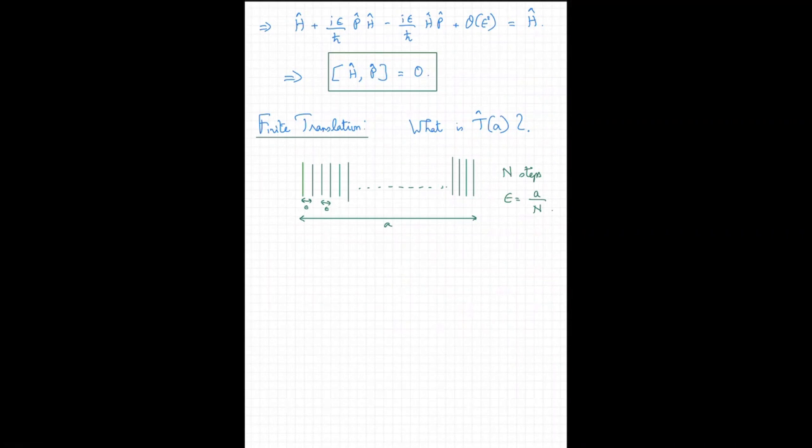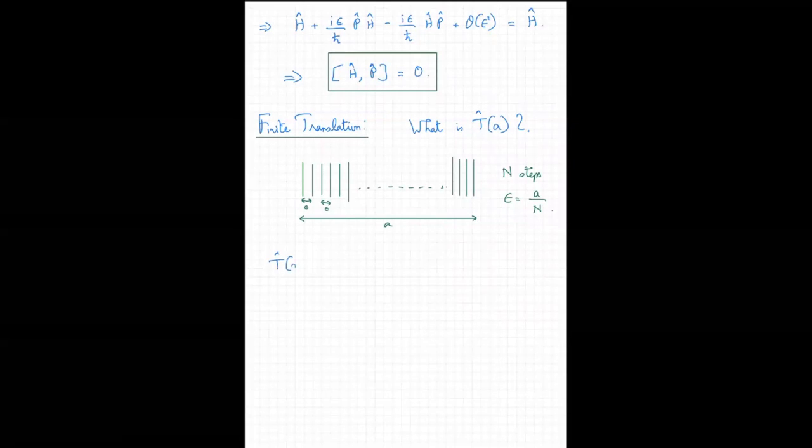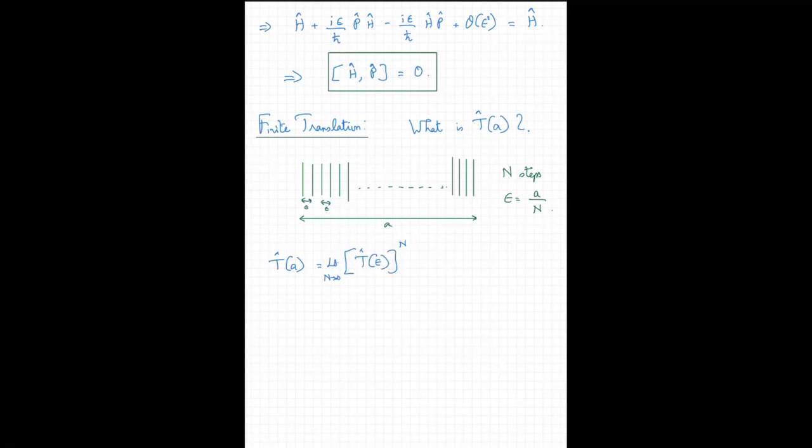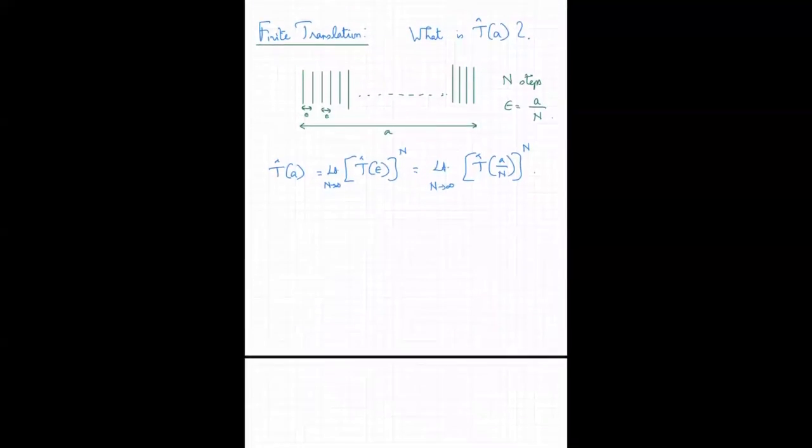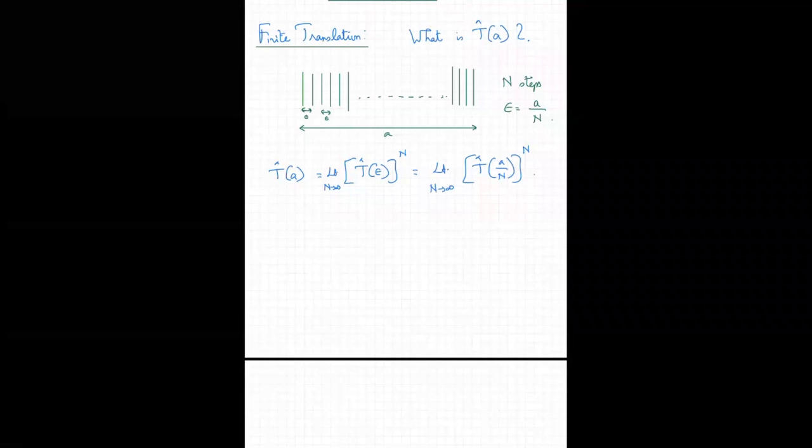So a finite translation T of A is simply T of epsilon applied n times in the limit n goes to infinity. And epsilon is the finite translation amount divided by n, which is the number of times you're doing it. So this is the limit n goes to infinity, T of A over n done n times. Okay. So if there are any questions, please stop me and ask. And this is all you need to understand what a finite translation operator is.